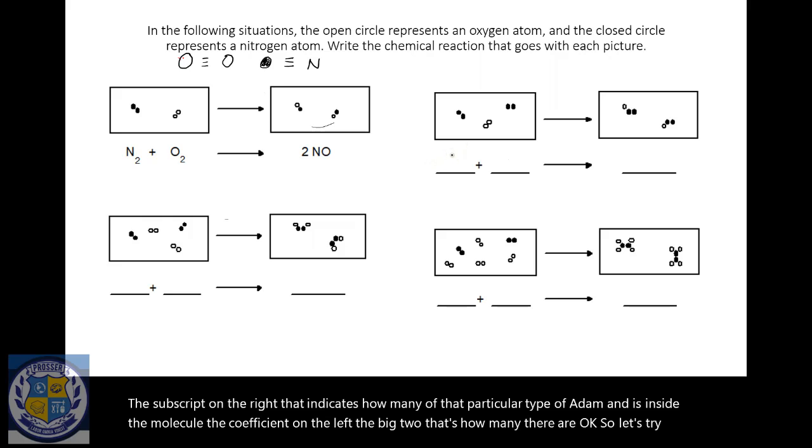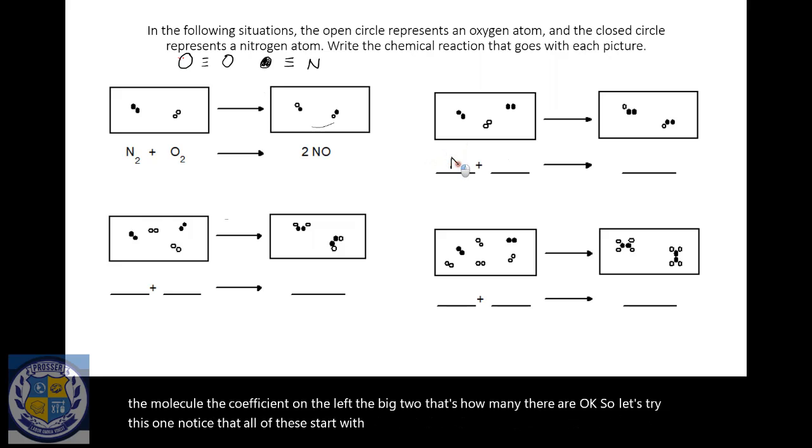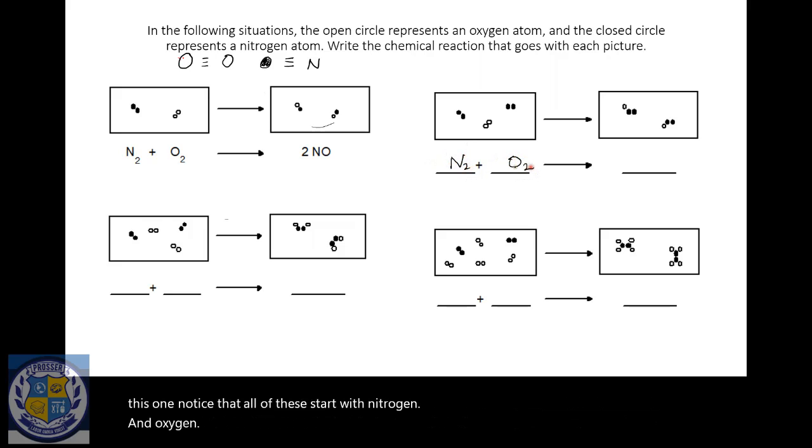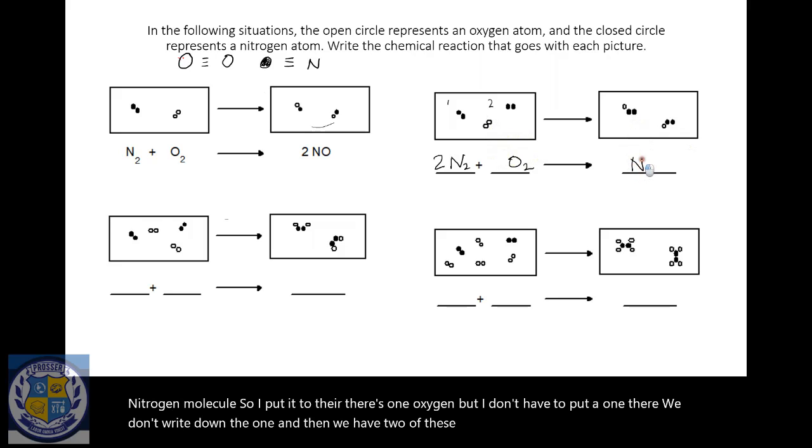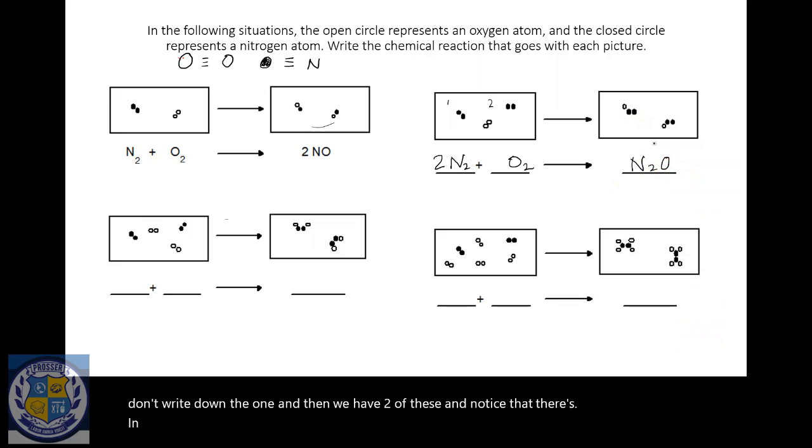Notice that all of these start with nitrogen and oxygen. In this case, there's 1, 2 nitrogen molecules, so I put a 2 there. There's 1 oxygen, but I don't have to put a 1 there. We don't write down the 1. And then we have 2 of these, and notice that there's 2 nitrogen and 1 oxygen. And 1, 2, there's 2 of them, so I'll put a 2 there.